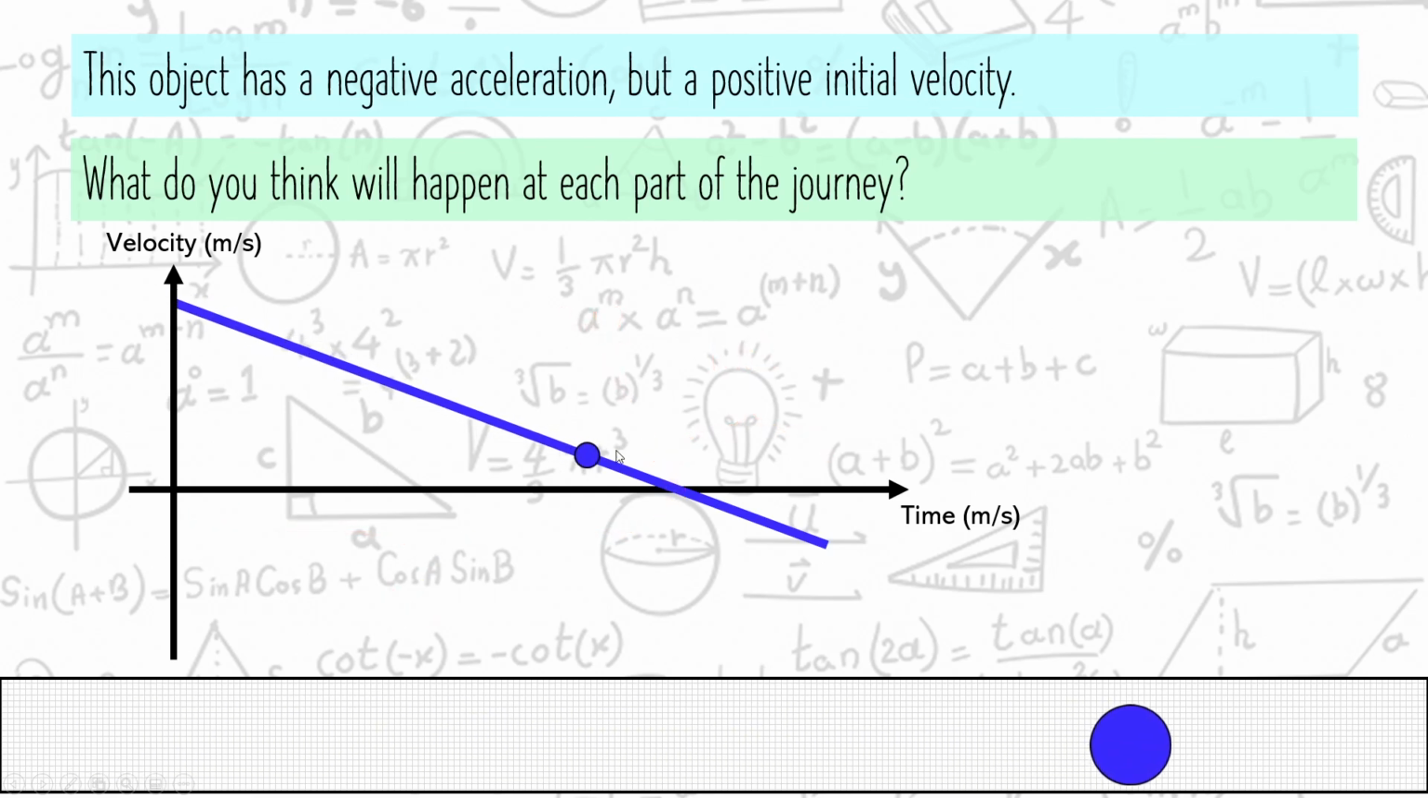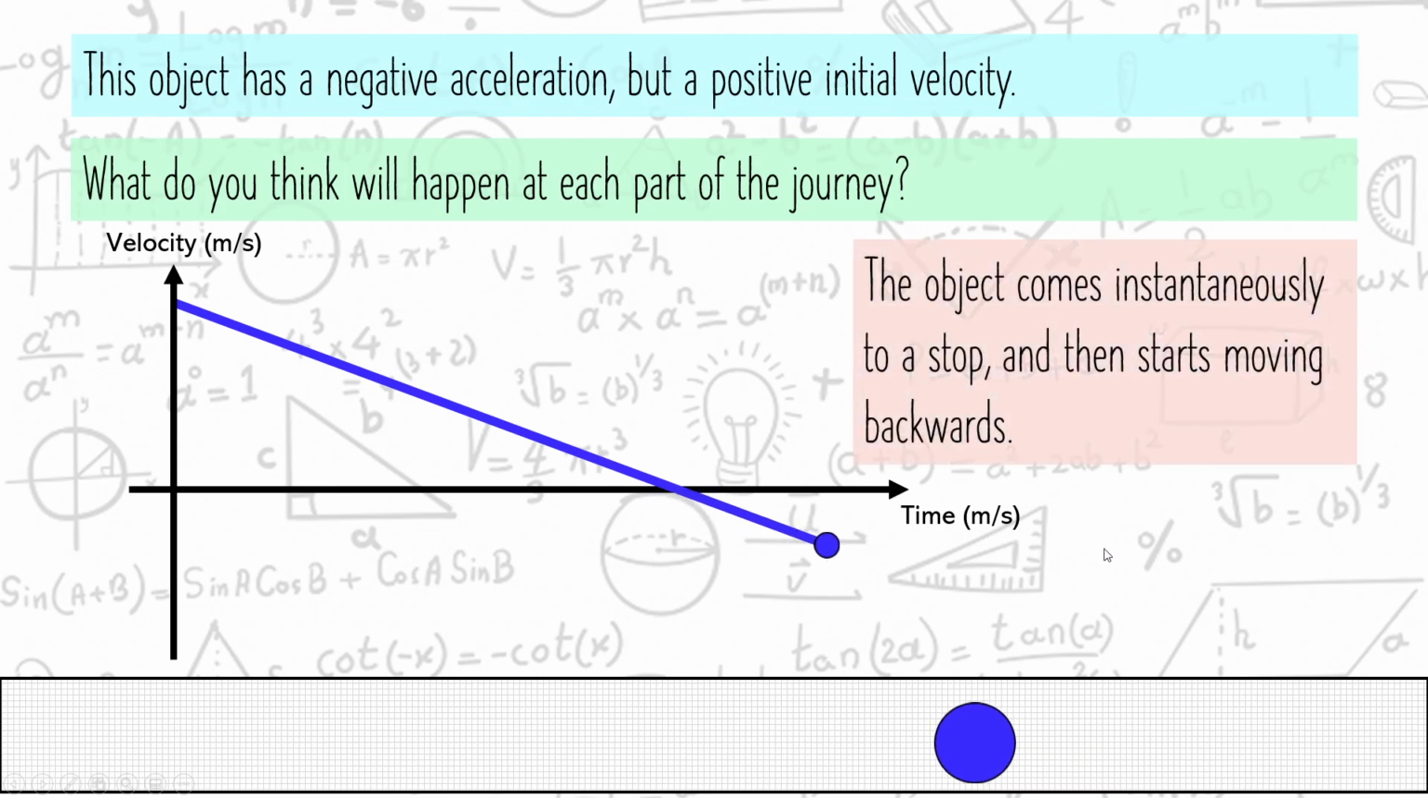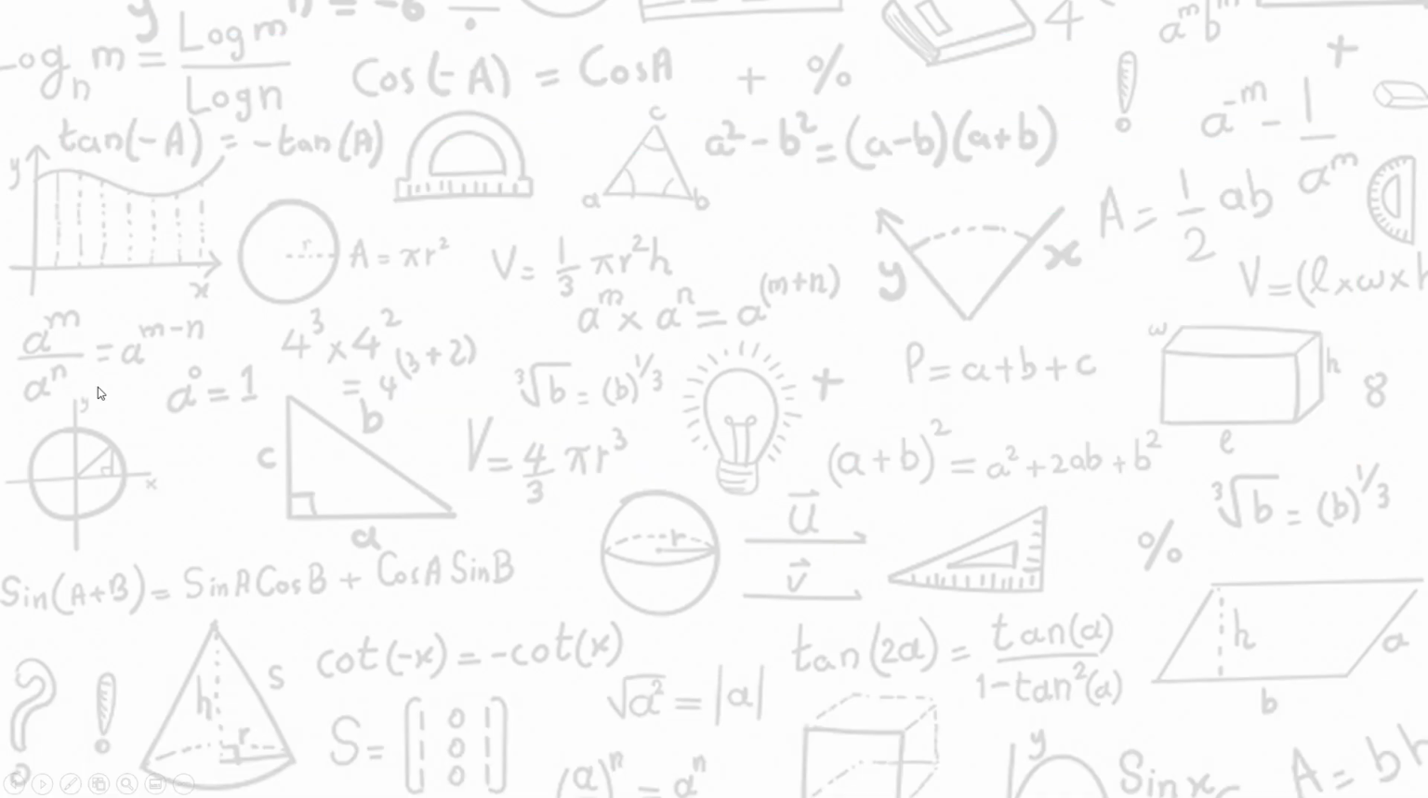The object is still moving forwards, it stops instantaneously, and then it moves backwards slightly. Notice in this first section of the journey, the object was slowing down, but still moving forwards. When it crossed through the axes, for an instant it stopped, and then as it went a little bit further on underneath the axis, it started moving backwards.